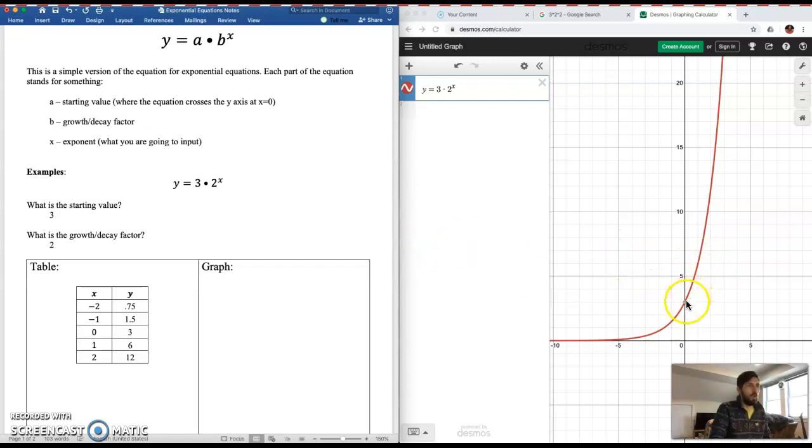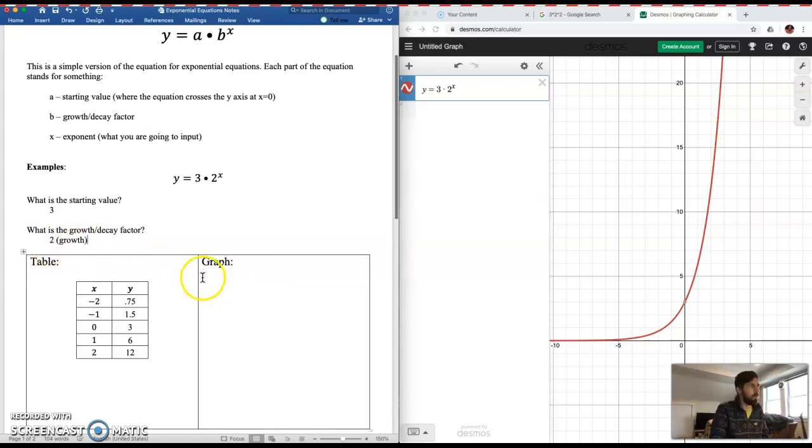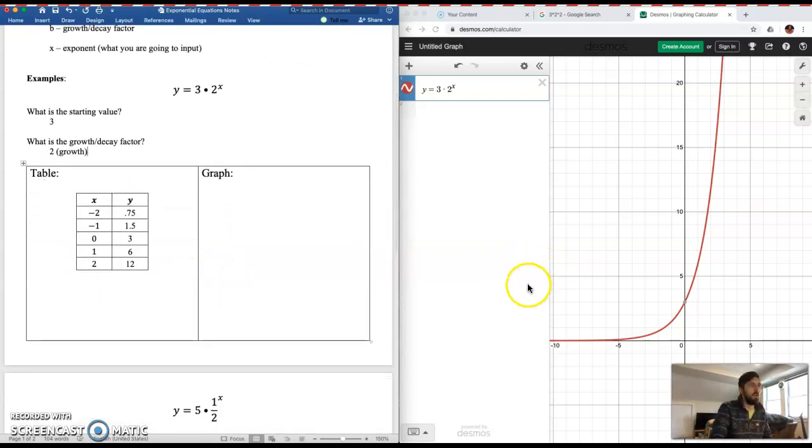Another thing that I'm going to point out is that this graph in particular, as we go to the right, it is going up. It's not a slope, but it is increasing. And so this particularly, we call this growth, because this graph is going up. So that growth or decay factor is actually just a growth factor of 2. So we're going to be a little bit more particular about that.